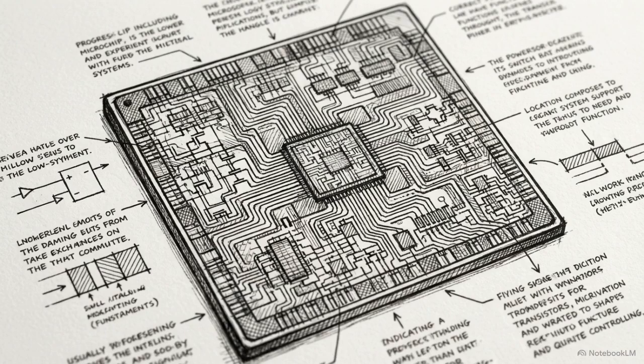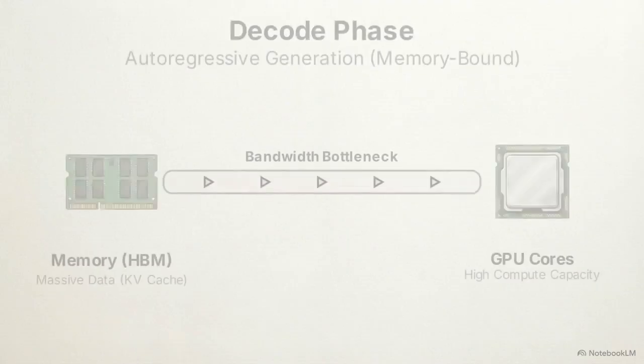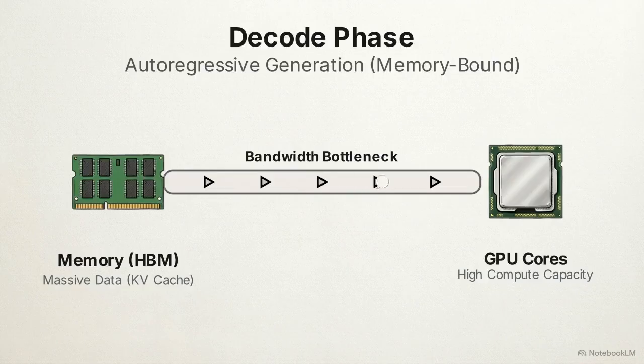The prefill phase processes the initial prompt and is compute-bound, meaning it is limited by the raw mathematical throughput of the GPU. The decode phase generates new tokens one by one and is memory-bound, bottlenecked by how fast data moves from storage to the processing cores.